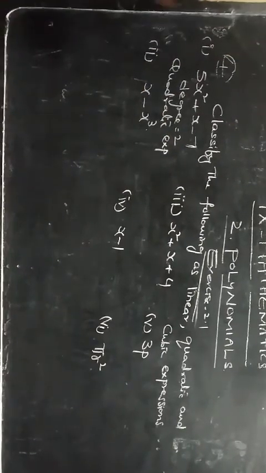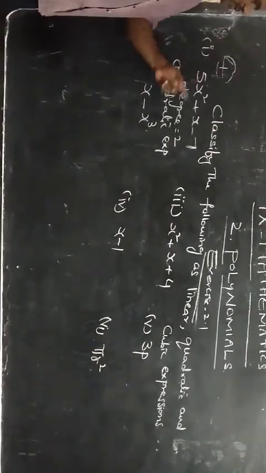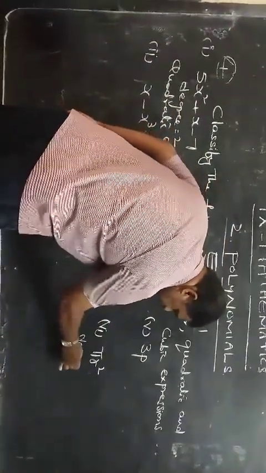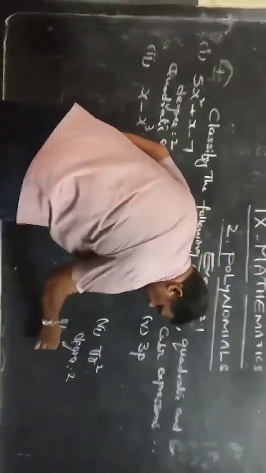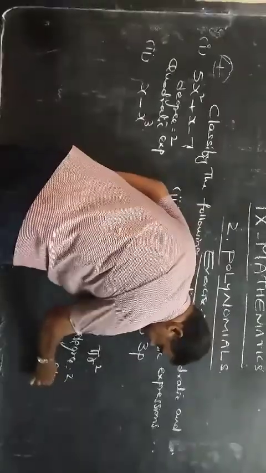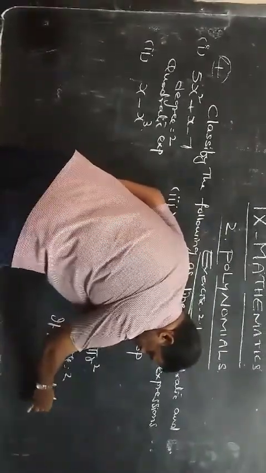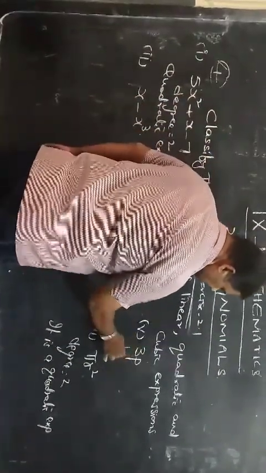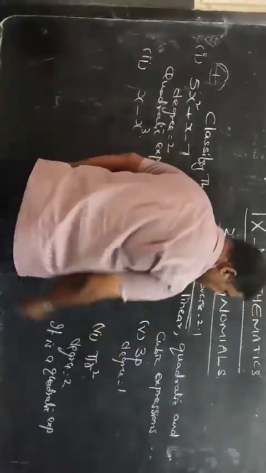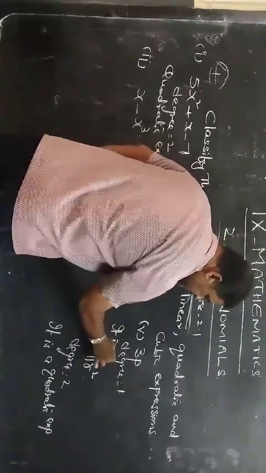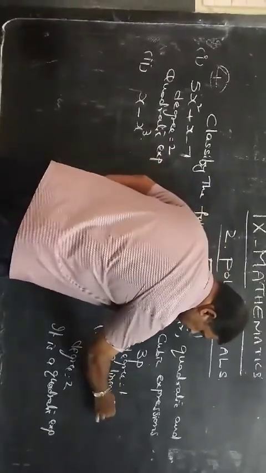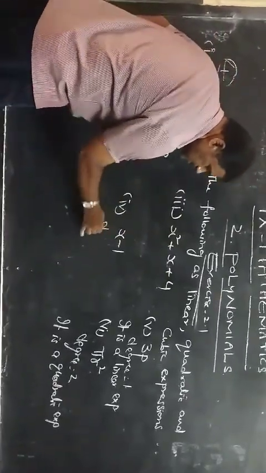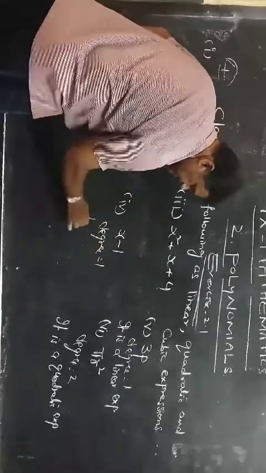If the highest power of the variable, highest power of unknown is 2, that is called quadratic expression. Here you see highest power of unknown is 2, so degree is 2, so we can say it is a quadratic expression. Here highest power of the variable is 1, so degree of the expression is 1. If the degree is 1, it is called a linear expression. Here highest power of the variable is 1, so it is a linear expression.